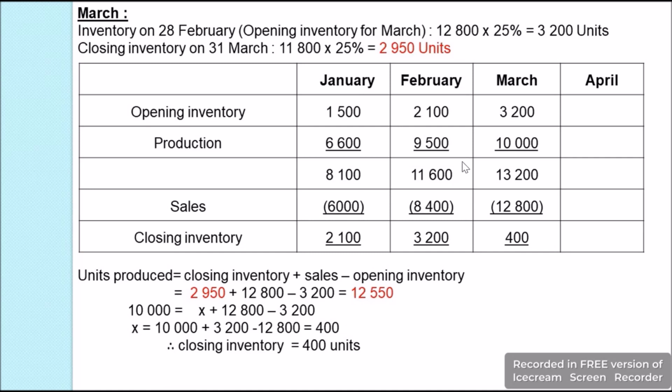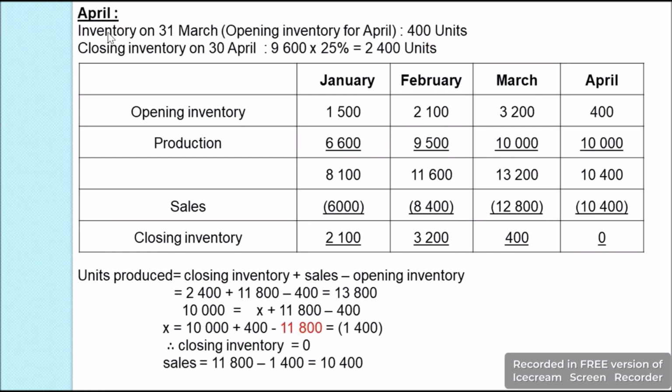Now we will make the production budget for the month of March, in which 3,200 will be the opening inventory which we have brought from the month of Feb. To this we will add the units which we have produced as 10,000 units based on our constraint. Then we add this, we'll get 13,200 units, and from there we will subtract the sales of 12,800 units. We will get the closing inventory as 400 units.